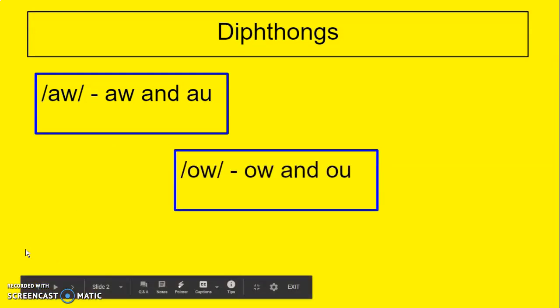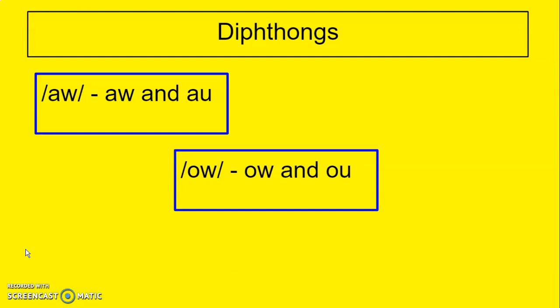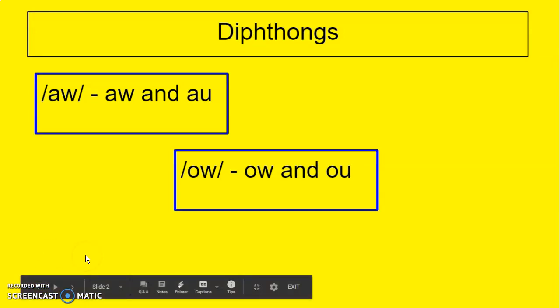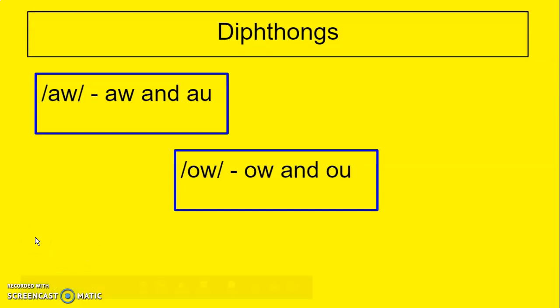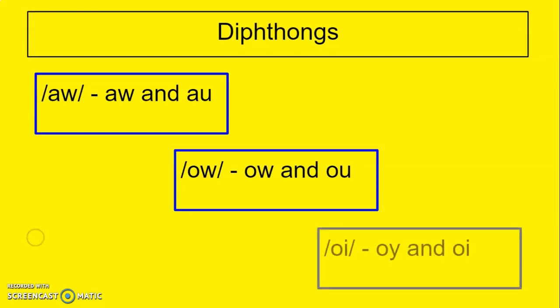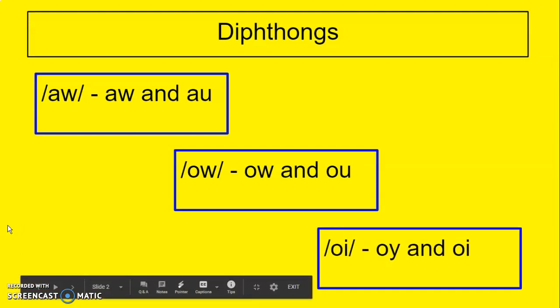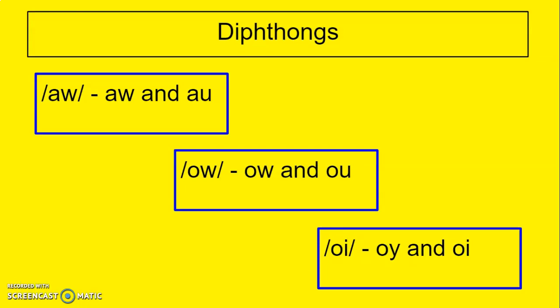The next one, repeat after me. Ow. Again, ow. The OW and the OU vowel pair, which we call diphthongs, make the sound ow. Lastly, we're going to work today with oi. Say it. Oi. The sound oi can come from the vowel pairs OY and OI, or we'll call them diphthongs.